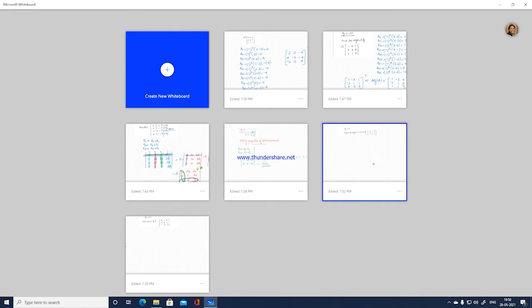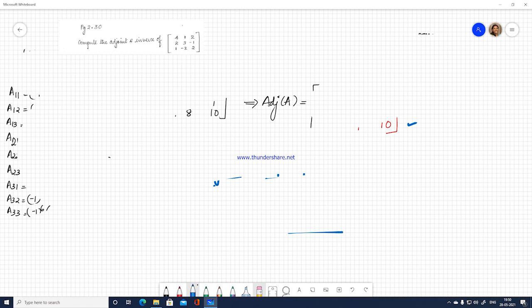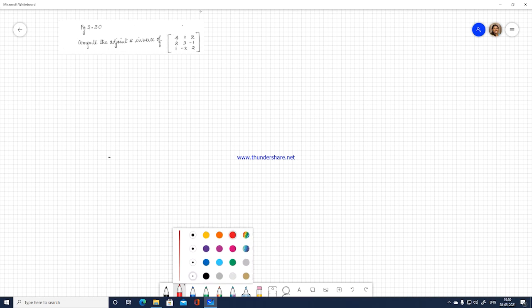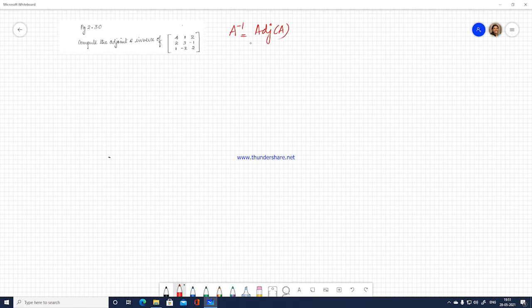Now let's consider another question which says you have to find the corresponding adjoint as well as the inverse. So first thing you have to do is A inverse is equal to adjoint of A by determinant of A. So we need to find the determinant of A. So determinant of A can be evaluated by 4 into 6 minus 2, minus 1 into 4 plus 1, plus 2 into minus 4 minus 3.